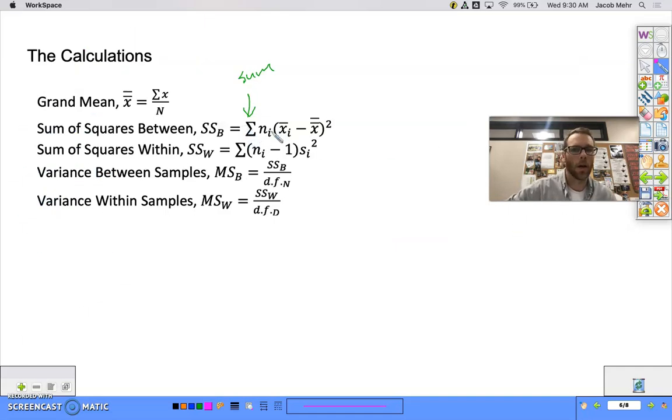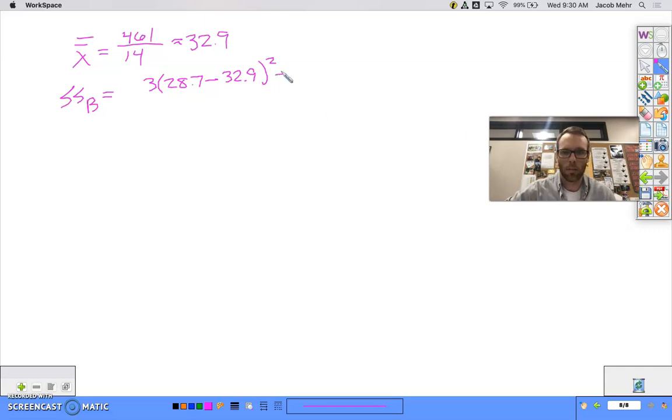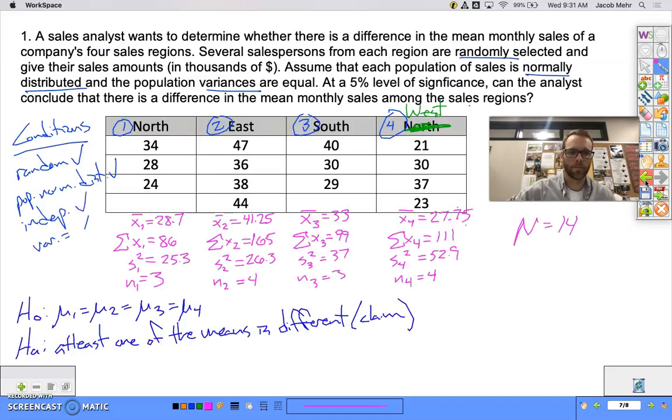Now we have to add this up for each sample. There's i's here, and that just is for the different sample 1, sample 2, sample 3, sample 4. So now we're going to do that for the next. Sample size 4. The x bar for this sample is 41.25. So we're going to say plus 4 times 41.25 minus 32.9 squared. So the difference between the sample mean and the grand mean squared.